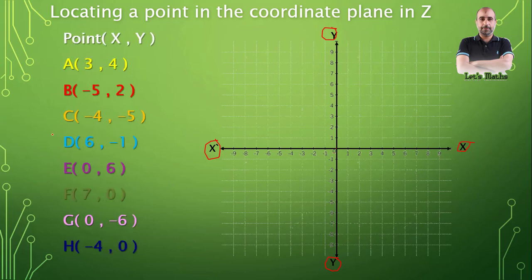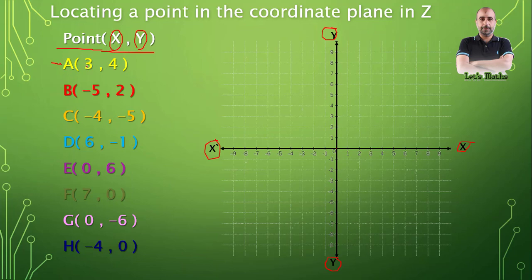Now, let's remember how to locate the points in the coordinate plane. Any point must have a name, and we have to write them as an ordered pair. The first must be x and the second must be y in this form. Now A is (3, 4), B is (-5, 2), C is (-4, -5), and so on. Let's see how we can determine A first.